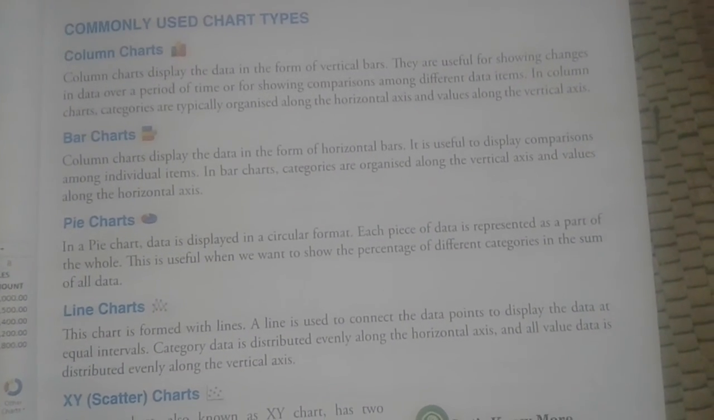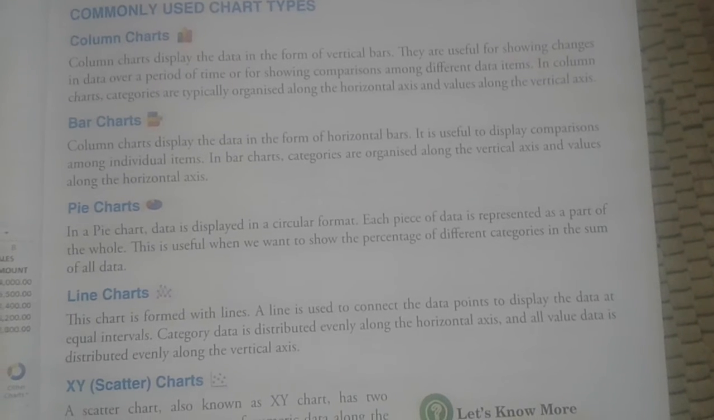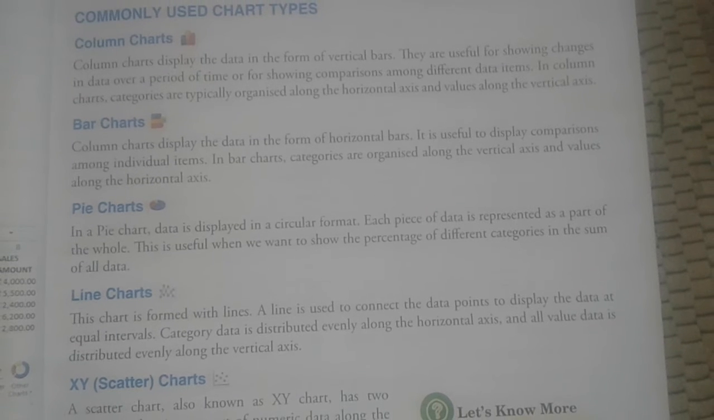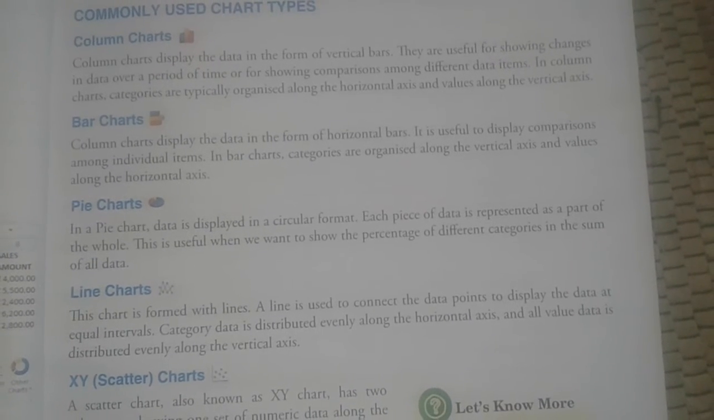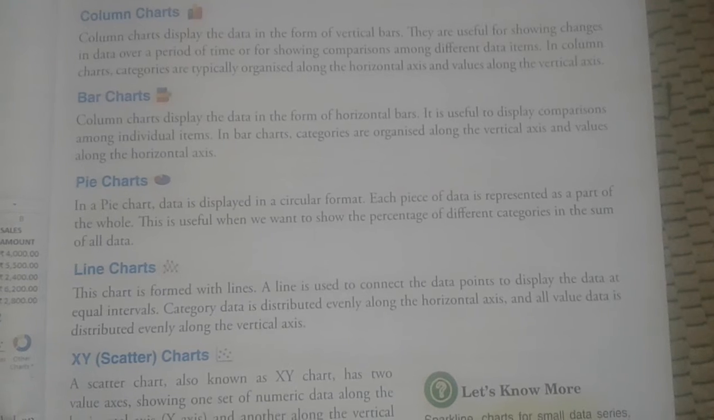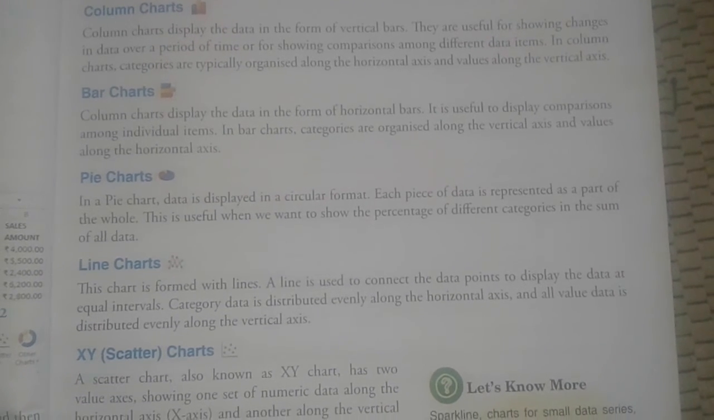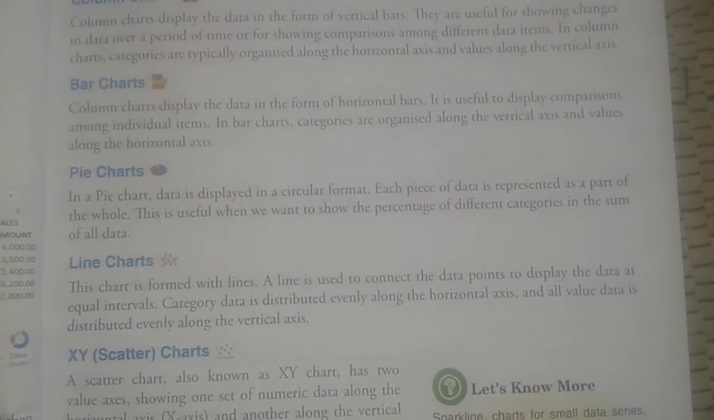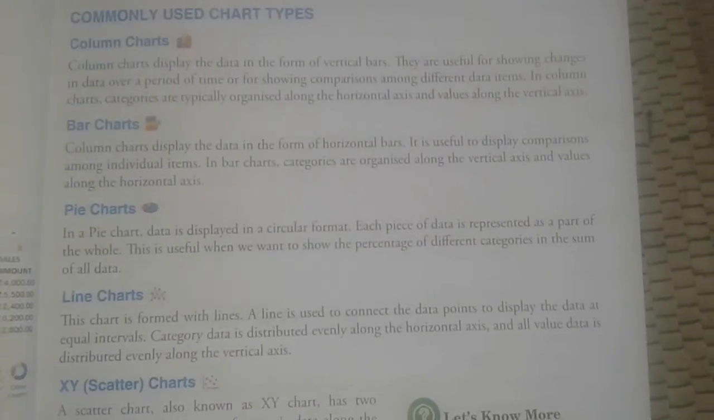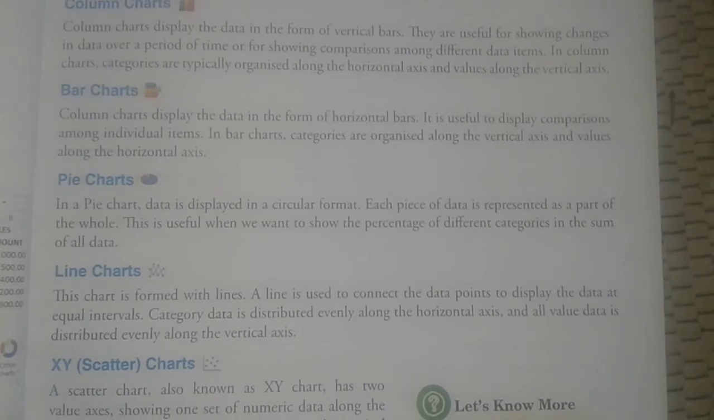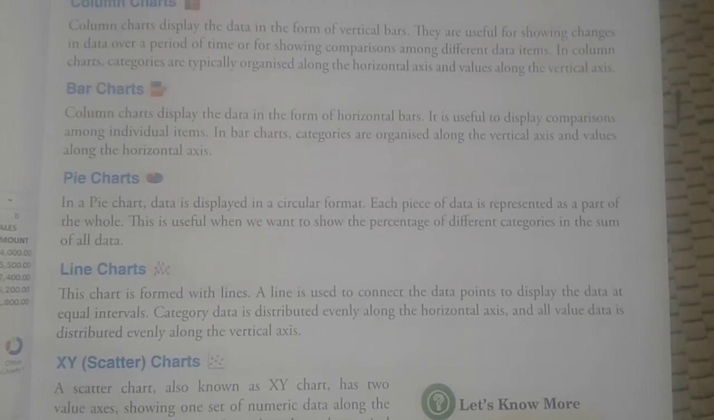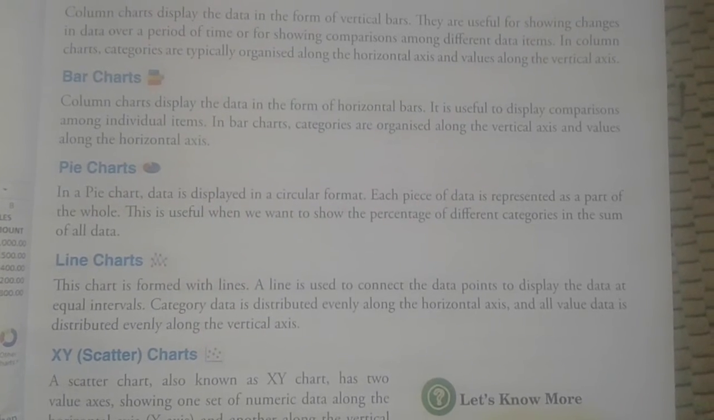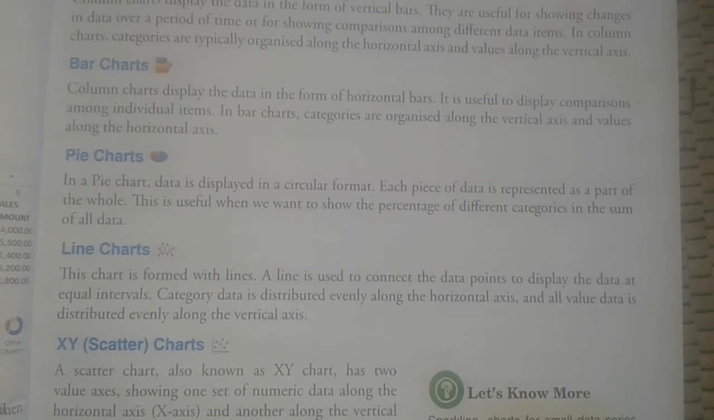There are some common charts which are commonly used nowadays. The commonly used chart types are column chart, bar chart, pie chart, line chart, XY chart, doughnut chart. These are the 6 types of charts which are commonly used. XY chart is also called scatter chart.